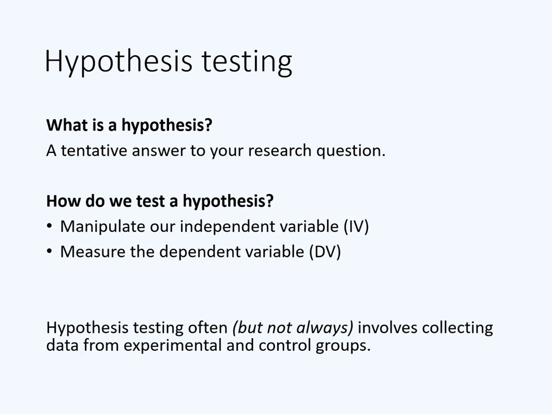In hypothesis testing, an experimenter makes a claim that a certain manipulation will lead to a change in that parameter of interest. So this usually involves collecting data from a control and an experimental condition. The control condition doesn't undergo any kind of manipulation. The experimental condition does undergo some kind of manipulation. And the experimenter forms a hypothesis, which is a tentative answer to the research question. Then to test the hypothesis, they manipulate the independent variable and measure the dependent variable.